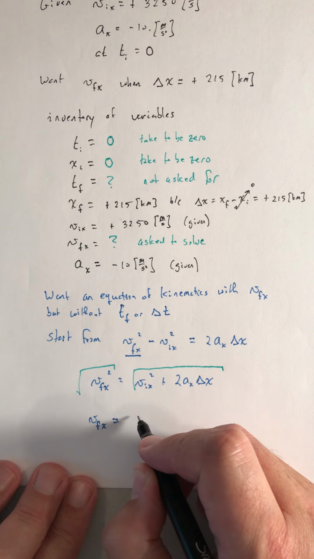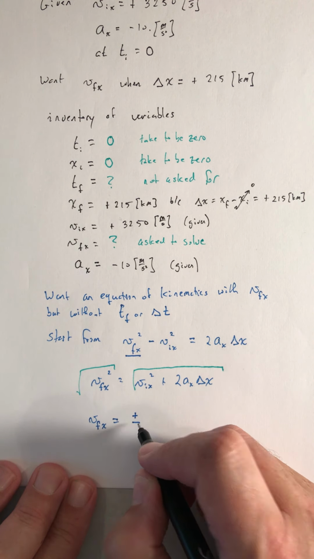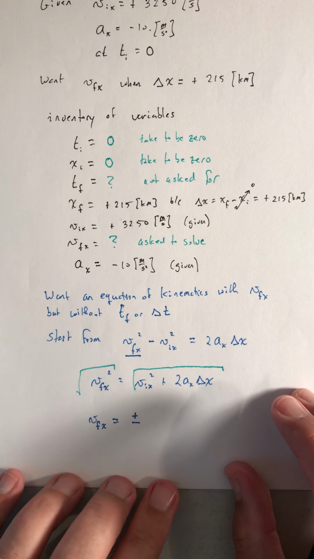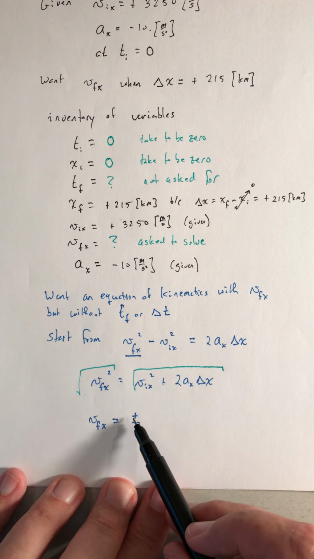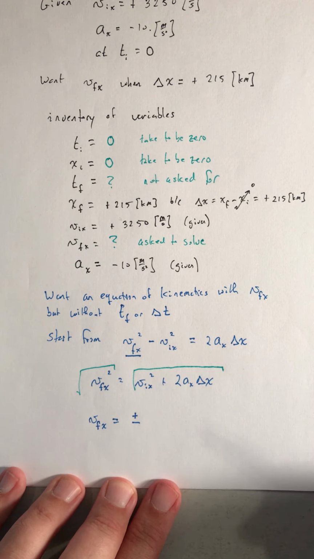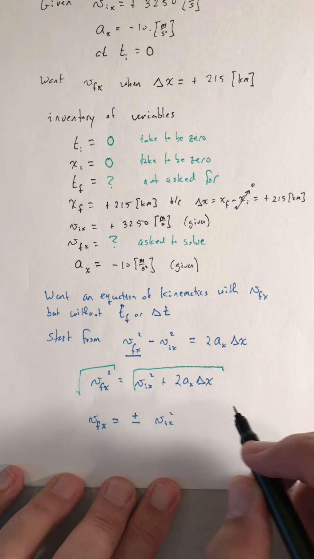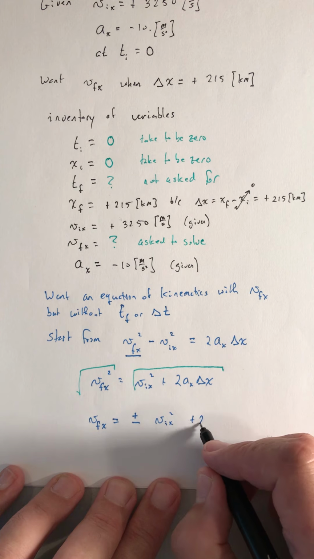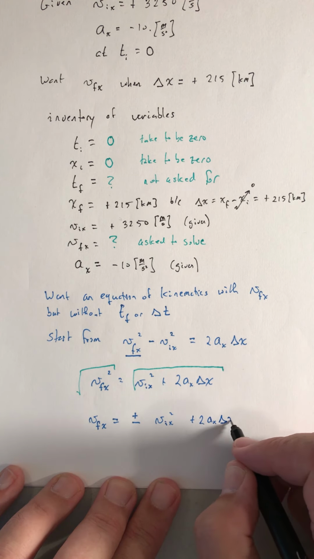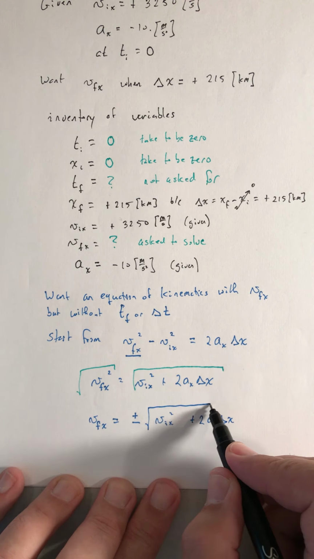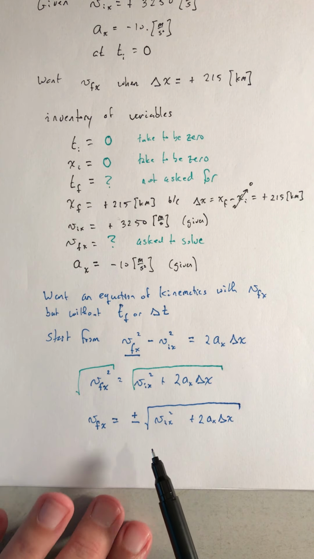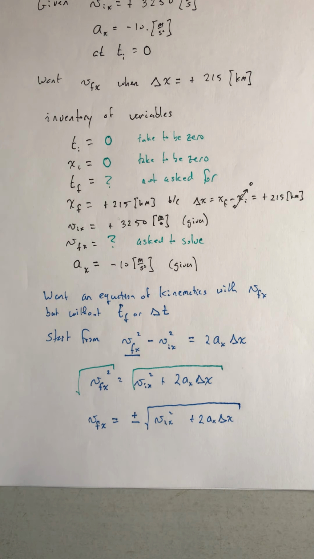Because there are two possible signs of v final x that would satisfy that equation. So I have to take both possible roots, the plus and minus, into account. So it's everything that's under the radical, like so. And in a bit, we're going to go through and interpret what both of those mean.